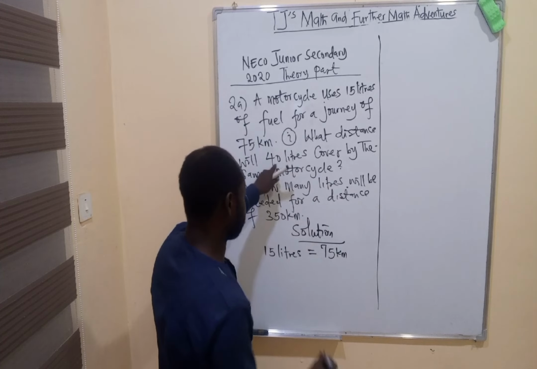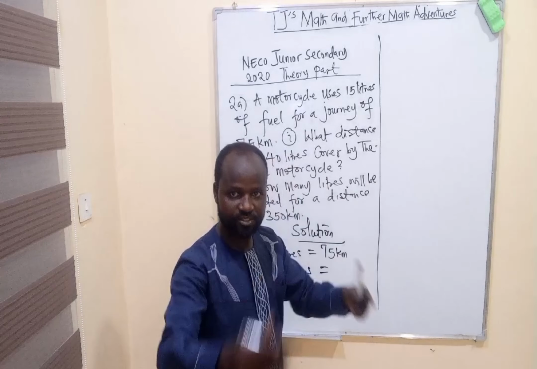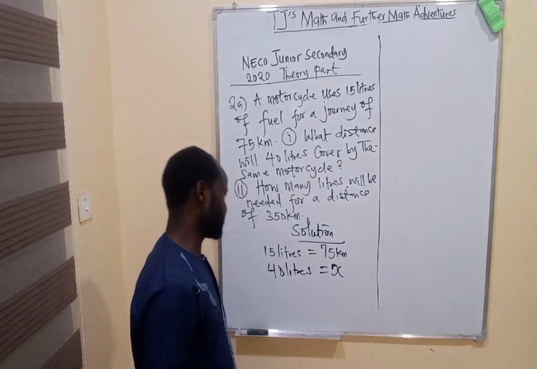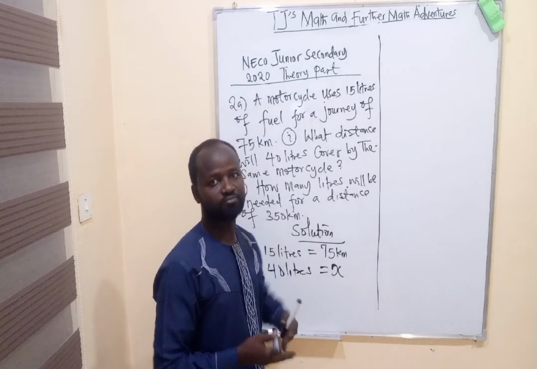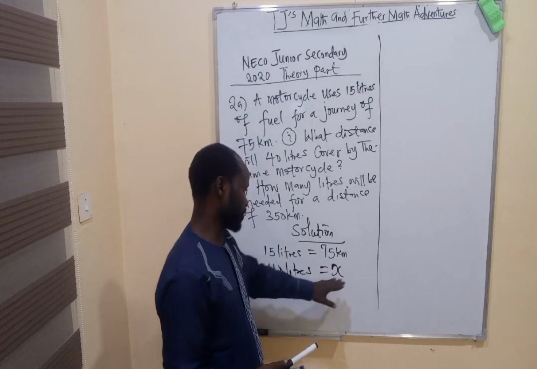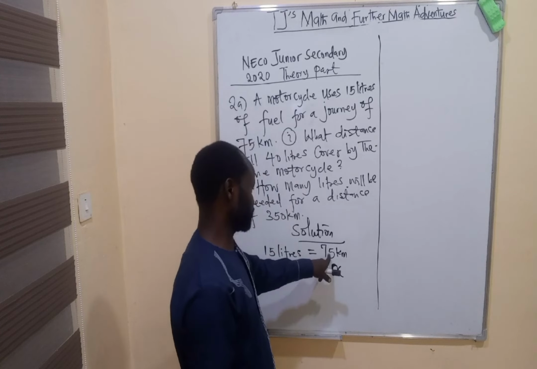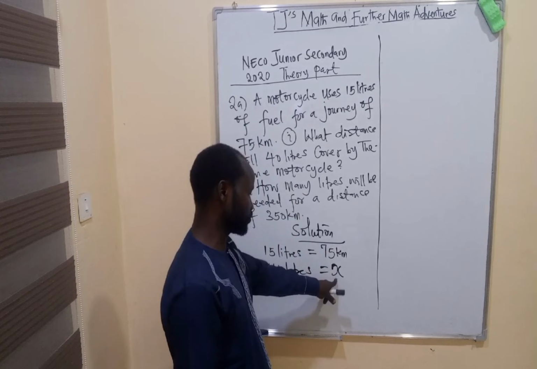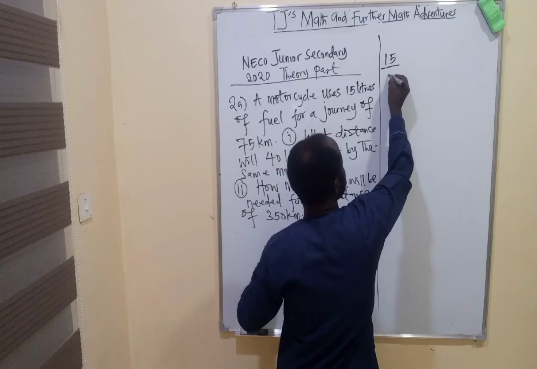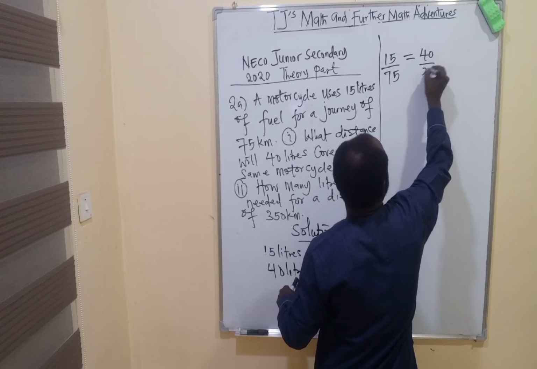So what distance will 40 liters cover? So for 40 liters, we don't know the distance. So let that distance be x. Since we don't know, let that distance be x. So this is what we mean by direct proportion. So 15 liters to 75 kilometers, then 40 liters to x kilometers because we don't know. So we can write this as 15 liters is to 75 kilometers, then 40 liters is to x kilometers. So it will be 15 divided by 75, equal to 40 divided by x.